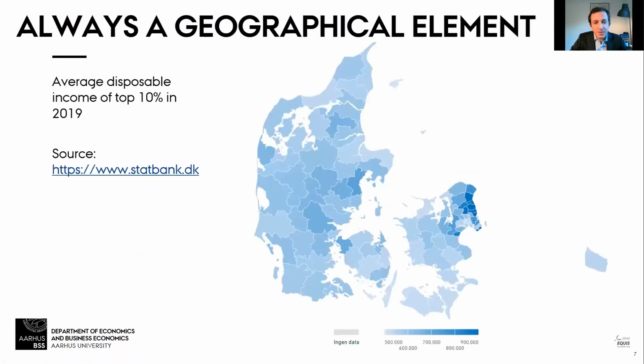Now, always remember that there is a geographical element to income inequality. Here I'm plotting the average disposable income of the top 10% in Denmark, and you can see that there's heterogeneity in the income that the richest people earn across the different communes of Denmark. See, the richest 10% is located predominantly in the Copenhagen area. Here we have Aarhus, where perhaps the top 10% is richer than the surrounding area. Right? But really, look at the website because you can track these figures over time.